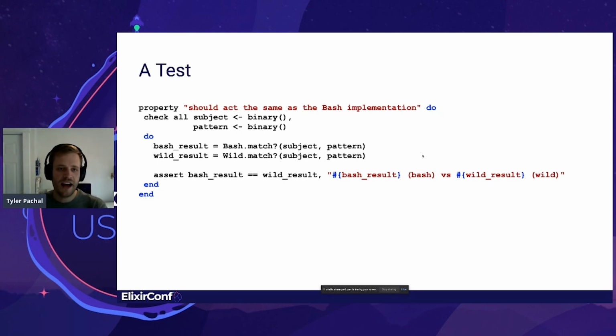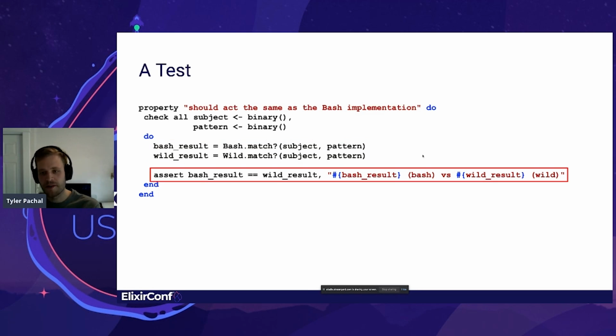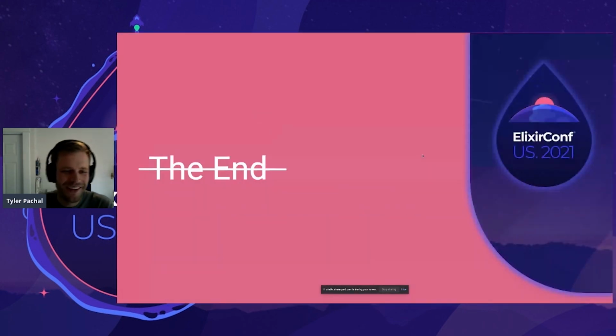And here's what a property-based test actually looks like. I guess I should back up a moment. So instead of using the test macro, we use property instead. You still give it a name. Then you have your generated input. So here I'm using the built-in binary generator for my subject and pattern. Then, because this is modeling, I'm going to pass that exact same subject and pattern to the bash implementation and to the wild implementation. And then I'm going to compare the results and hope that they're the same. And if they're not, print out some error message. And you still run it with mix test. In my one test run, you can see one property ran, and it worked. The end. Obviously, it's not the end.